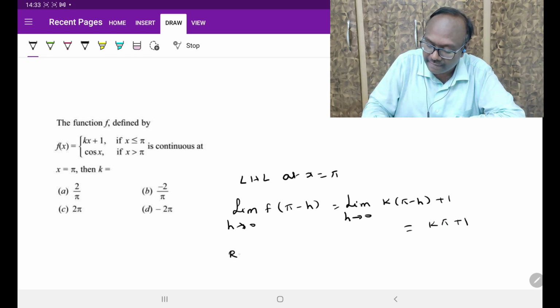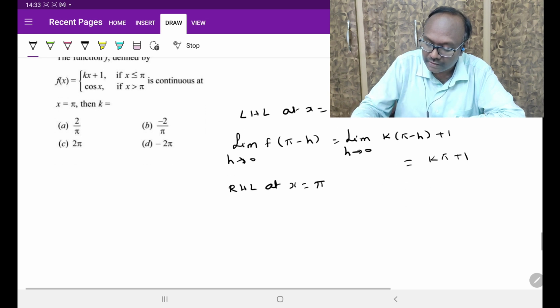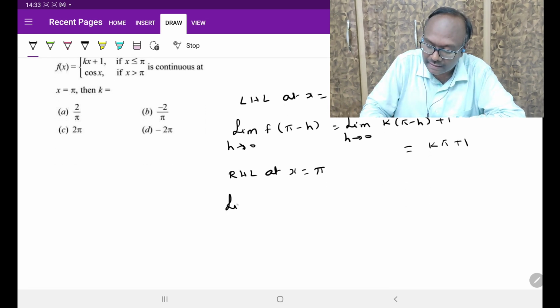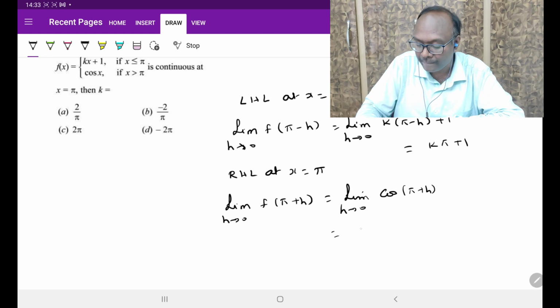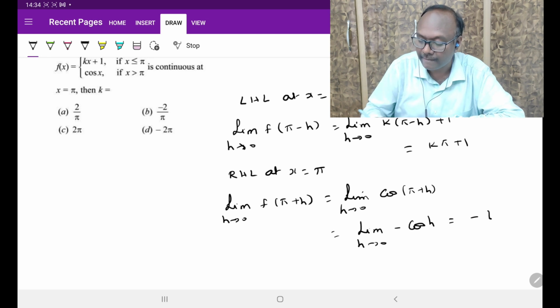And let us find the right hand limit. RHL at x equal to pi is limit h tends to 0 f of pi plus h. Pi plus h is more than pi, so it is cos of pi plus h, and cos of 180 plus alpha is minus cos alpha. So limit h tends to 0, it is minus cos h, that's equal to minus 1.